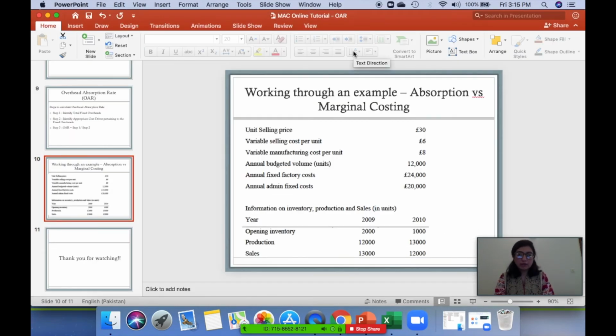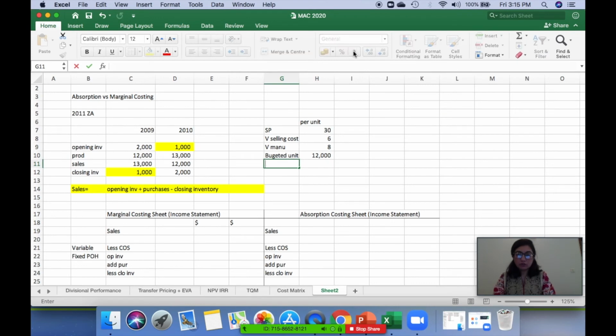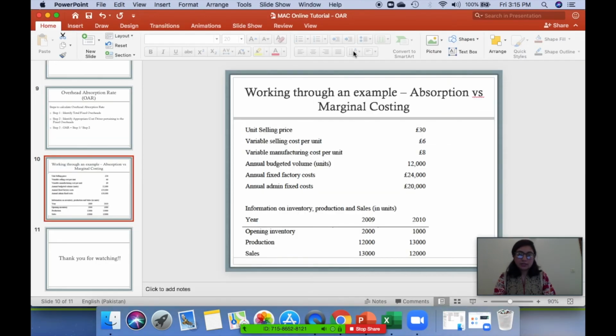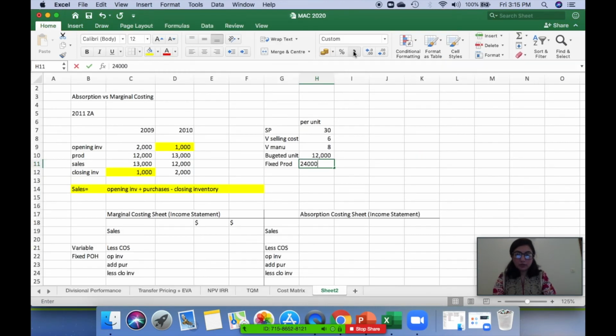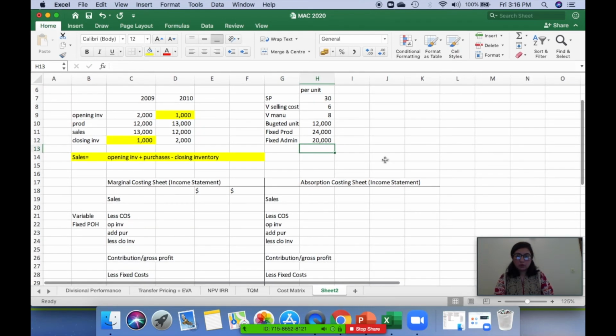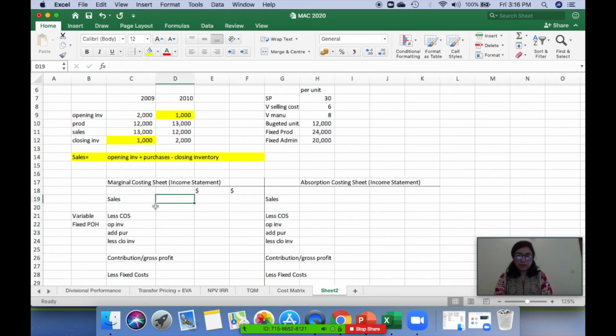And then we have annual fixed factory cost. Factory means production. So fixed production cost is 24,000. And then we have fixed admin cost, which was 20,000. All right. Now we're going to fill in this sheet. I'm going to fill in the sheet in front of you.